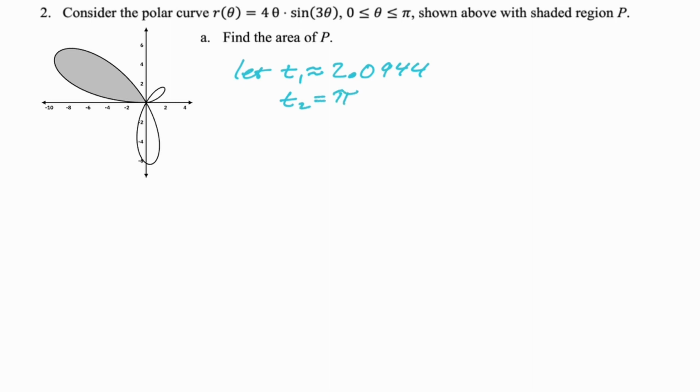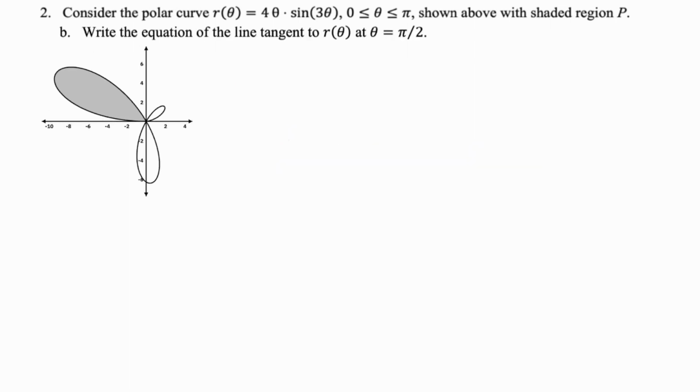Area in polar is going to be 1/2 the integral from where we start to where we stop, and then r squared d theta. And then we found that that was 28.860. And that's all you really need to do. Pretty okay problem. Let's take a look at the next part.